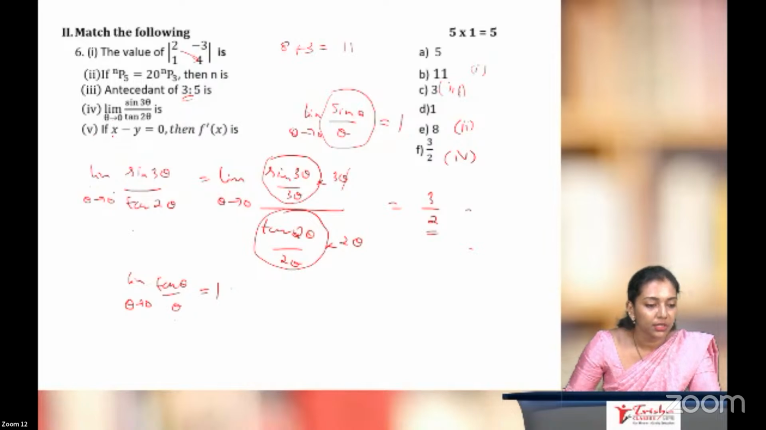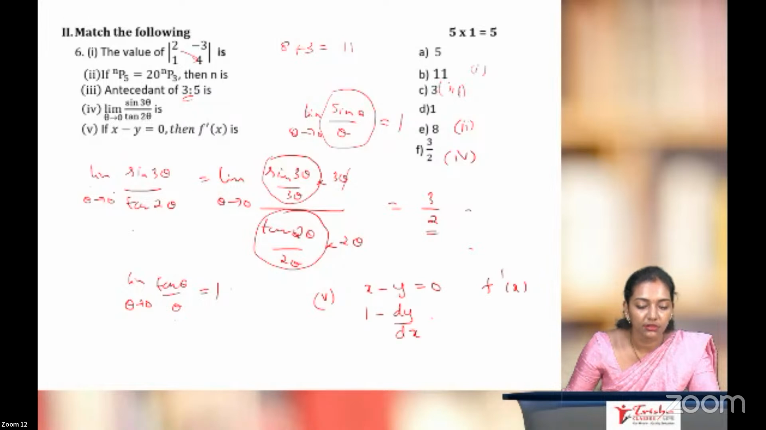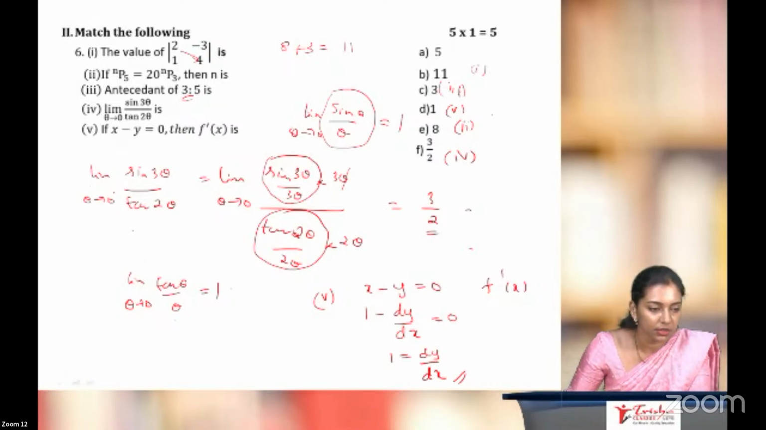Next one. If x minus y is equal to 0, then f dash of x. So x minus y, fifth one, I'll solve it here. x minus y is equal to 0. What is f dash of x? Differentiation: the differentiation of x is 1, the differentiation of y is dy by dx, equal to 0. What is dy by dx? 1 equal to dy by dx. 1 is the answer. Pretty easy questions.